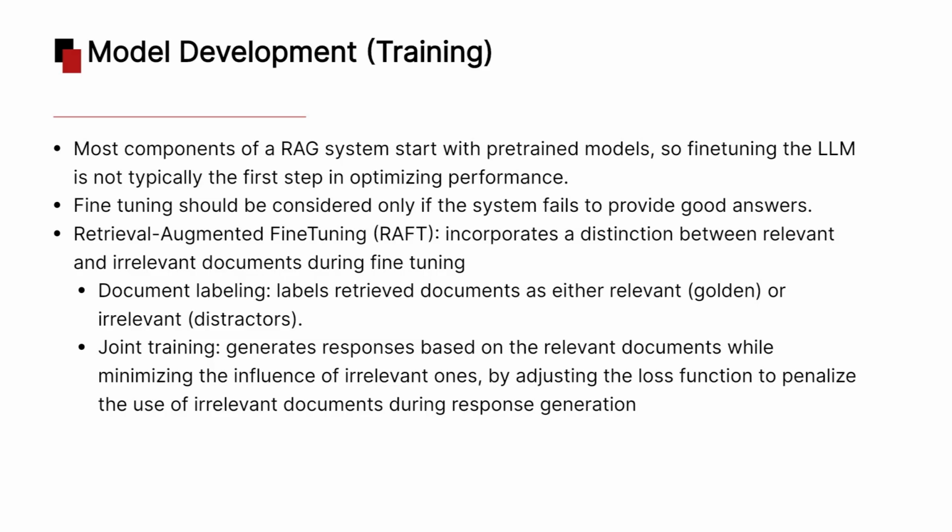Joint training. The model is trained to generate responses using relevant documents while minimizing the influence of irrelevant ones. This is achieved by modifying the loss function to penalize the model if it relies on irrelevant information during generation. By incorporating RAFT, the system learns to better leverage high-quality context and avoid distractions, which enhances the accuracy and reliability of generated answers. This fine-tuning step can significantly boost performance, especially in complex or noisy document environments.